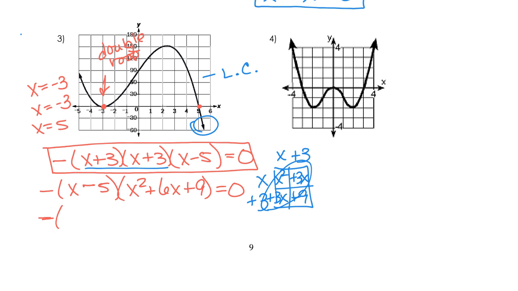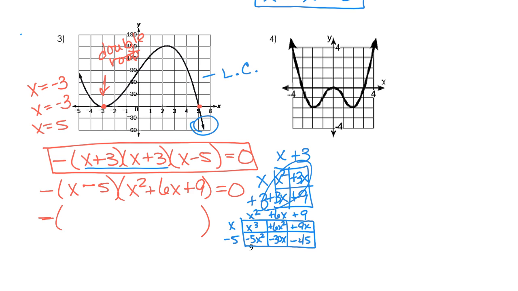All right, so what I'm going to do now is I'm going to go ahead and multiply those two together. So I'm going to need a little bit of a bigger box. I need a 2 by 3. All right, and I'm going to have the x minus 5 along the side and the x squared plus 6x plus 9 across the top. And then I'm going to fill it in to get an x cubed plus 6x squared plus 9x minus 5x squared minus 30x minus 45.